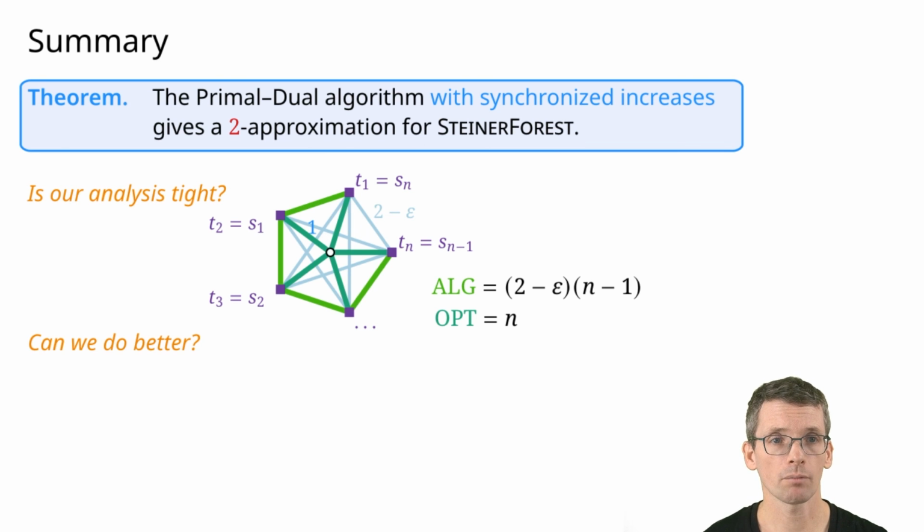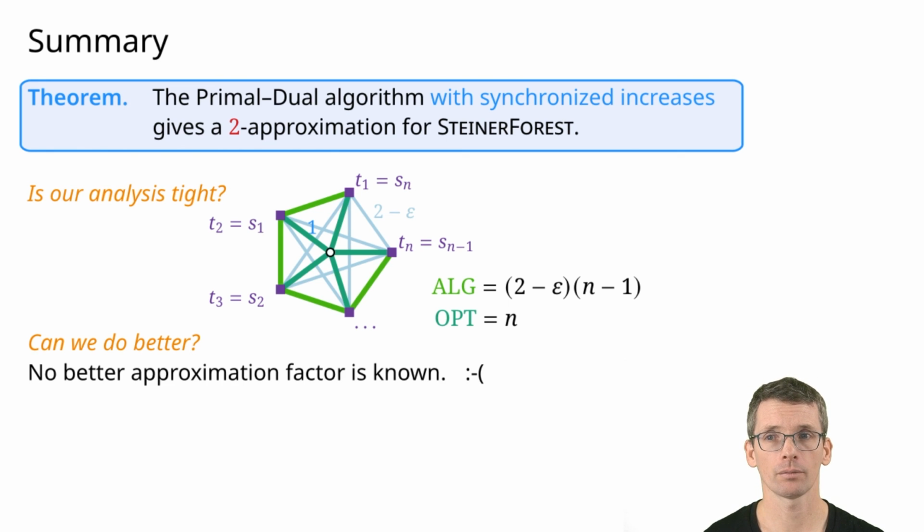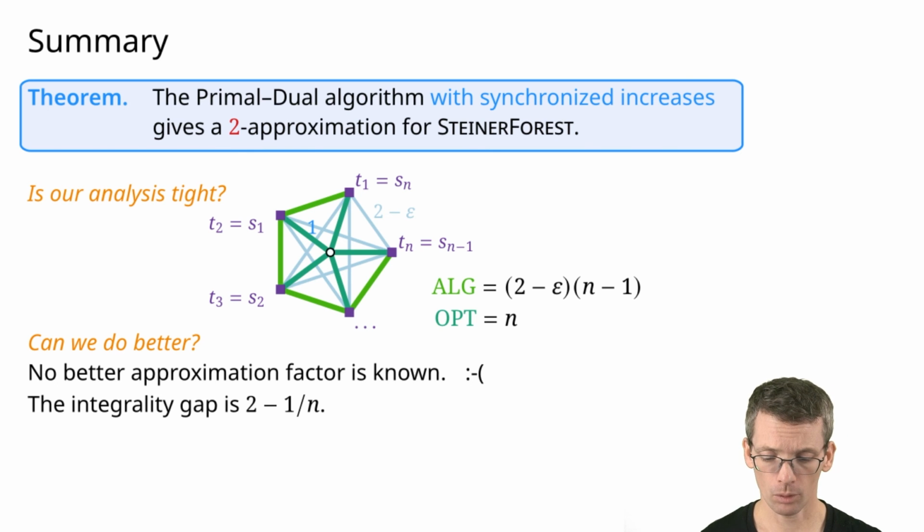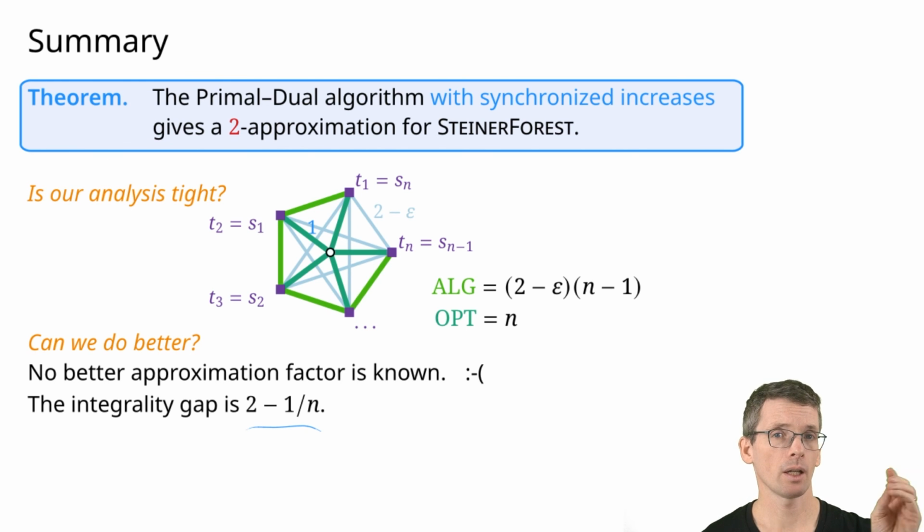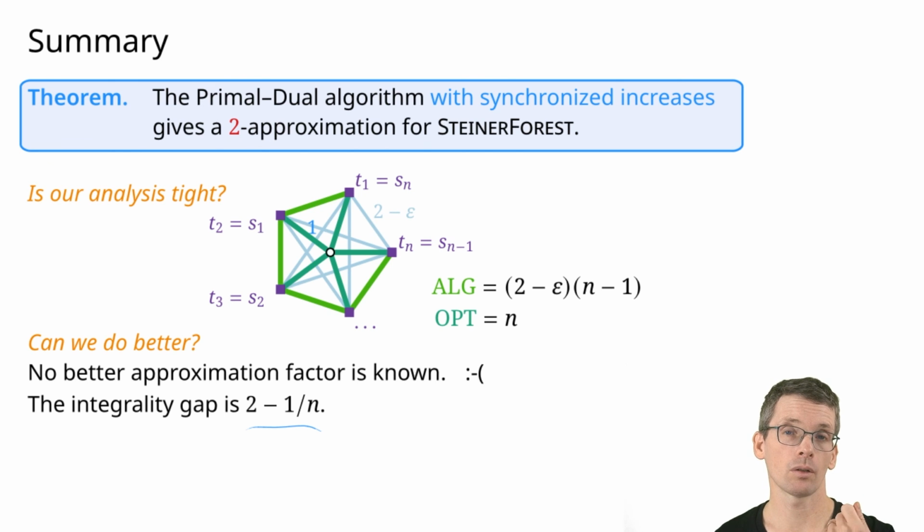Can we do better? Yeah, that's a great question. We don't know any better approximation factor. So there are no better algorithms known. The integrality gap is known. It is 2 minus 1 divided by n, meaning there's no hope in finding a better algorithm based on linear programming, so based on duality or LP relaxation.